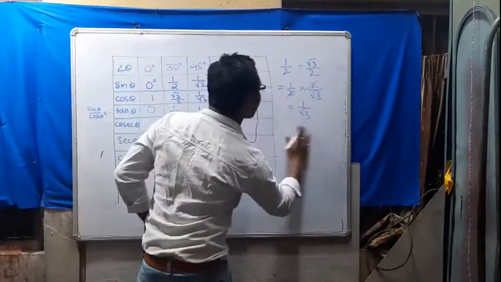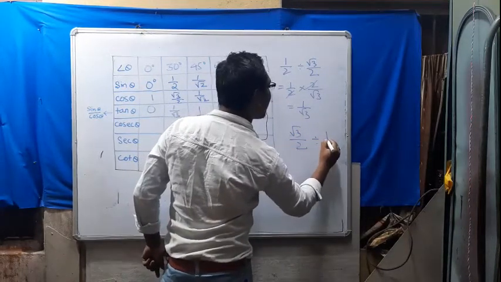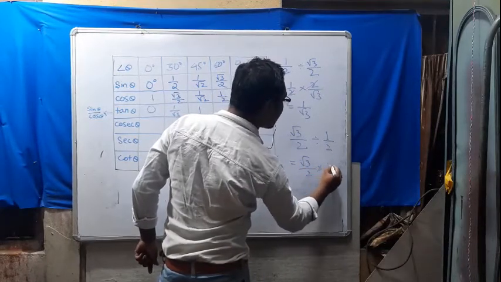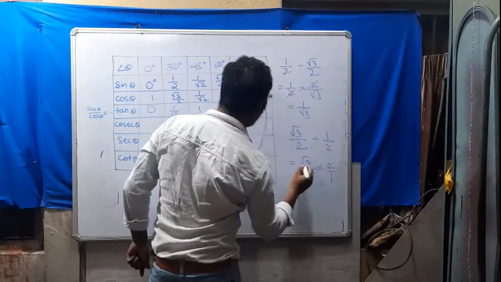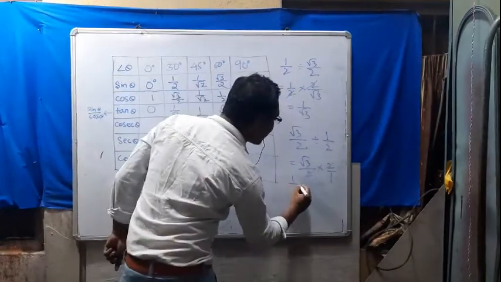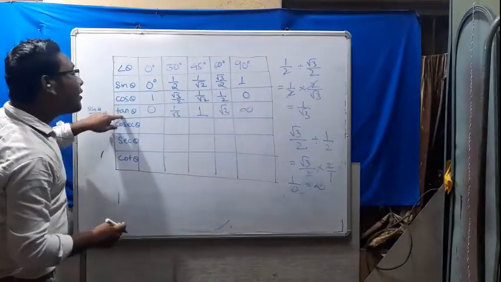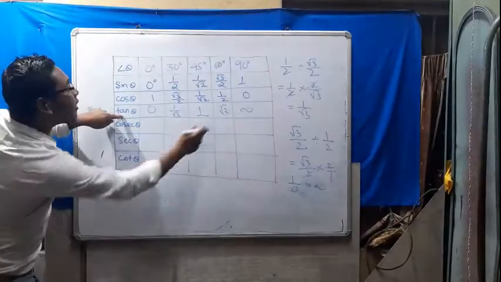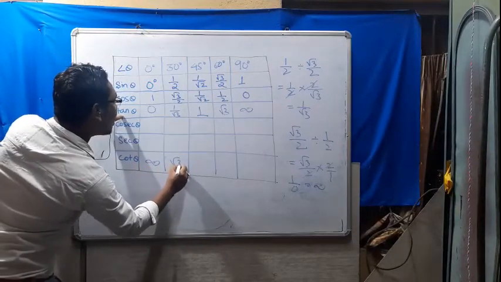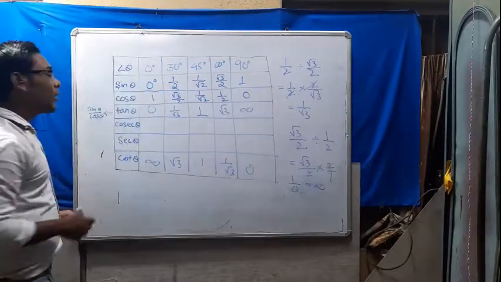Next is root 3 by 2 divided by 1 by 2. That is equal to root 3 by 2 into 2 by 1. 2 cancels, and you will get root 3. And 1 by 0, I told you 1 by 0 is equal to infinity. Write infinity. Okay, tan theta you got the values. So you reverse all the values here for cot theta: infinity, root 3, 1 by root 3, and 0.